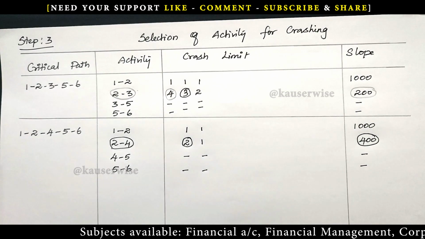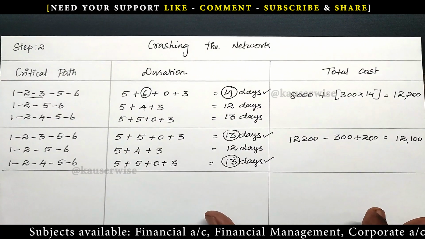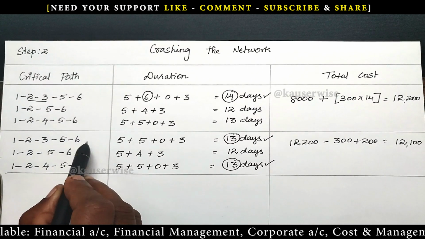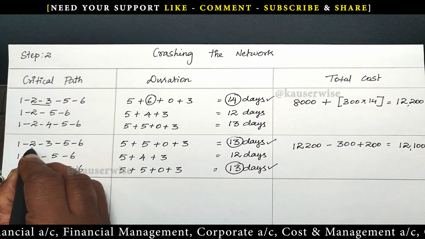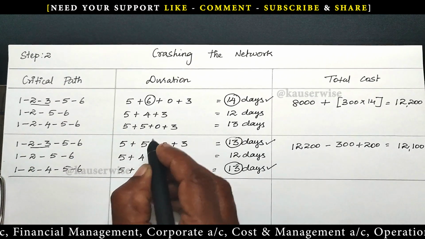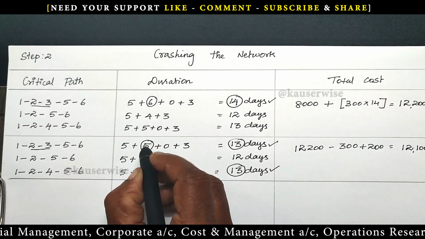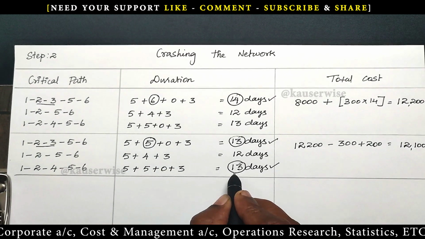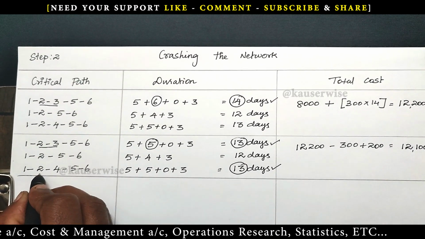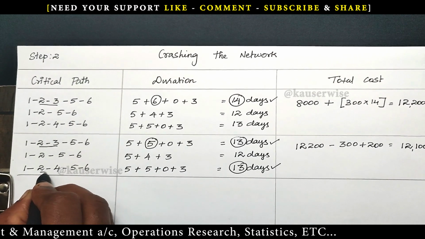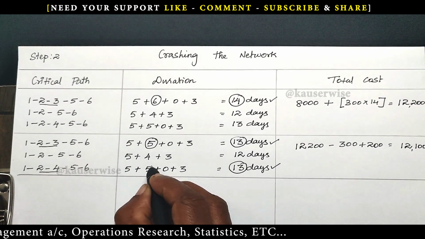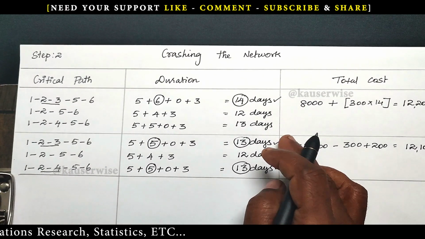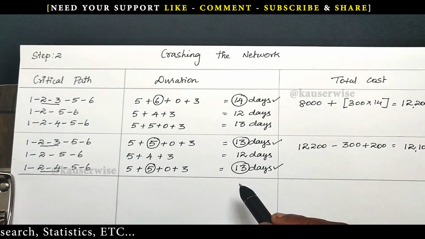Now see the table of crashing the network. Based on the previous calculation, in the first critical path, which activity are we going to reduce? 2 to 3. What is the duration? 5. So we are going to reduce 1 day, then it will become 4 days. In the same way, for the second critical path, activity 2, 4, the duration is 5 days. If I reduce 1 day, it will become 4 days. Then the project completion time will be 12 days and 12 days.